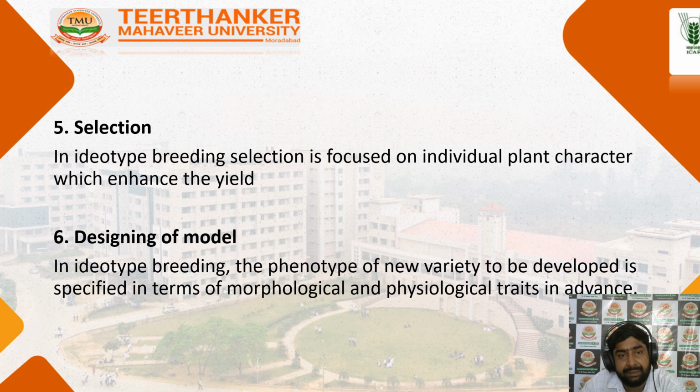Number five, selection. In ideotype breeding, selection is focused on individual plant characters which enhance the yield. Number six, designing of model. In ideotype breeding, the phenotype of the new variety to be developed is specified in terms of morphological and physiological traits in advance.